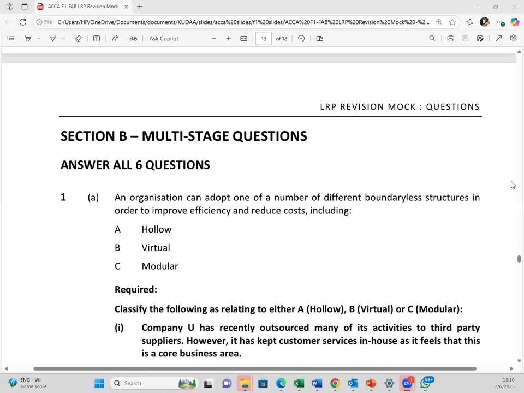So the first one is the hollow structure. We have the virtual structure. We have the modular structure. So maybe before we go to the drop-down questions there, we can quickly recap on those structures. So let's start with the hollow structure. Let me quickly open the Word document we have been using.